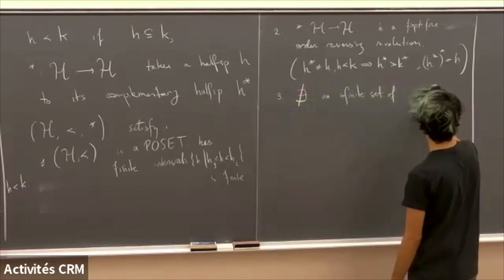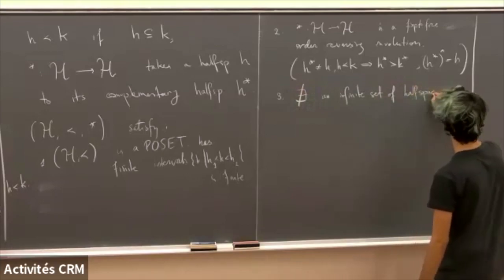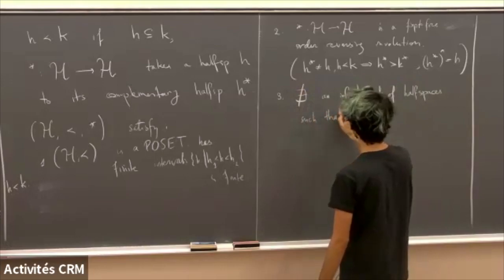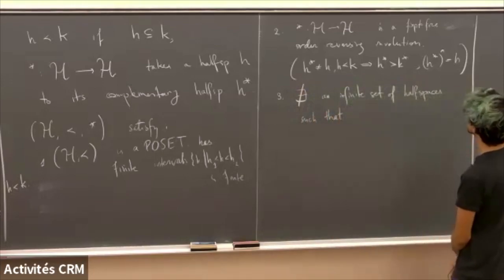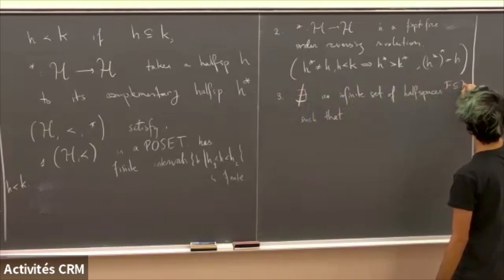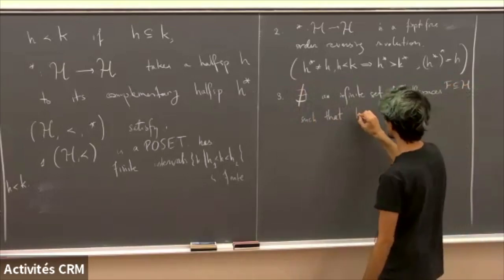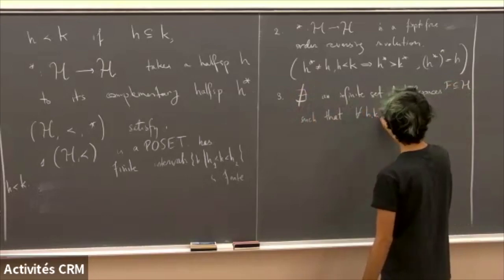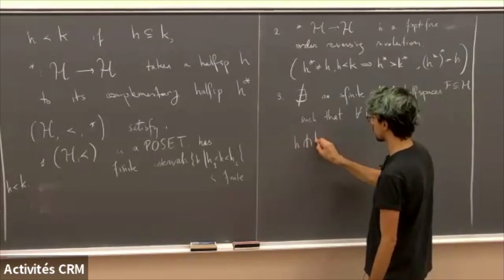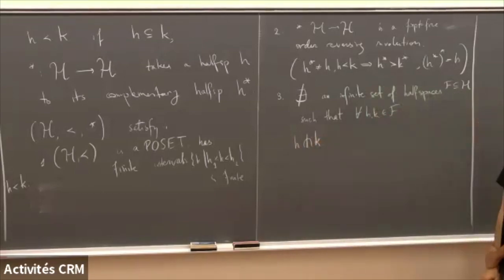of half spaces such that, so let's give it a name, I don't know, F in H, such that for every H and K in F, they are what I call transverse. So that's a new thing. What is this thing?